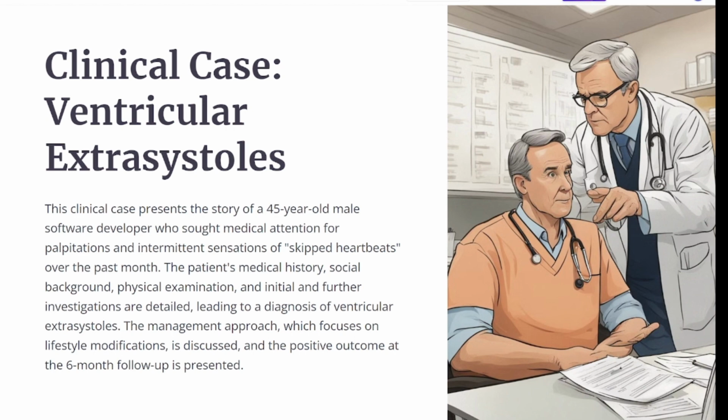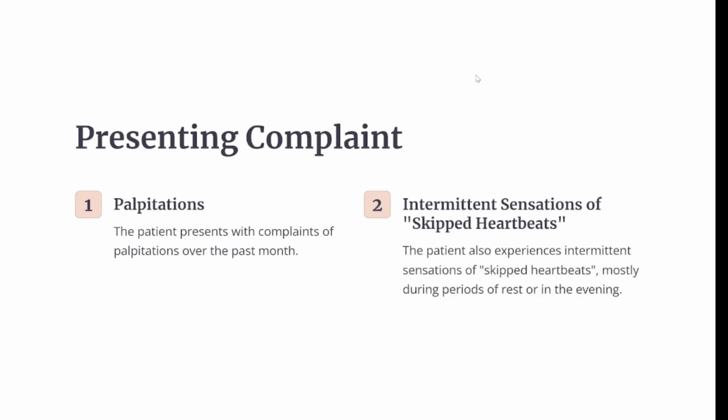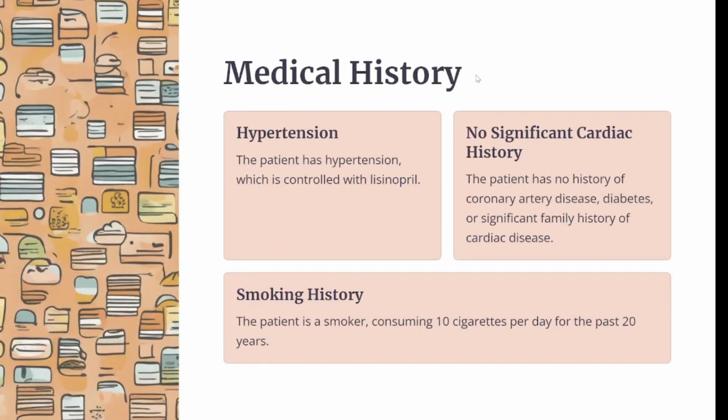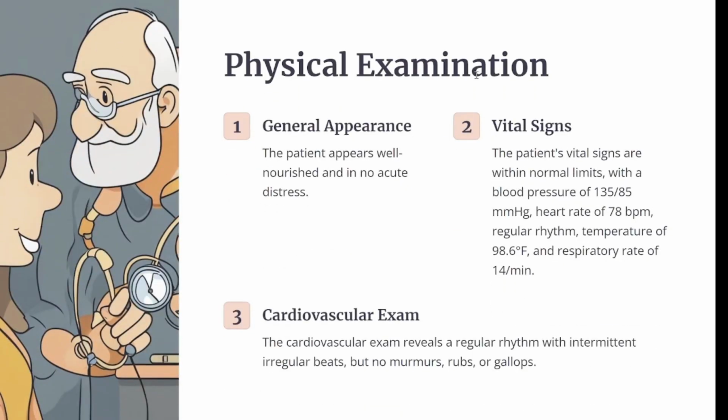Medical history: hypertension controlled with lisinopril. No history of coronary artery disease, diabetes, or significant family history of cardiac disease. Smoker, 10 cigarettes a day for the past 20 years. Social history: reports high stress at work, consumes 2 to 3 cups of coffee daily, occasionally drinks alcohol but denies recent excessive use. Physical examination, general: the patient appears well nourished and in no acute distress.